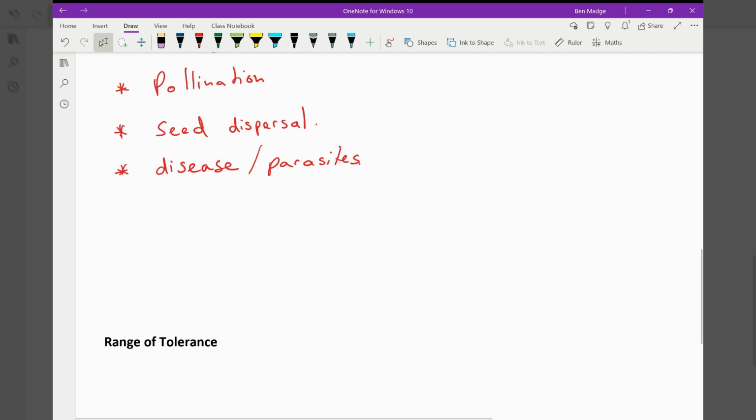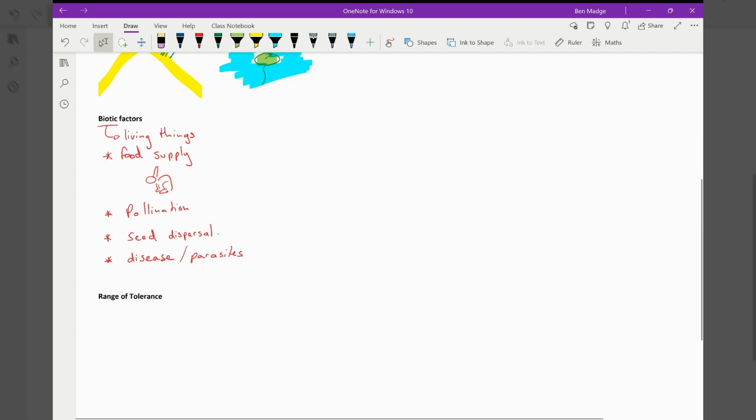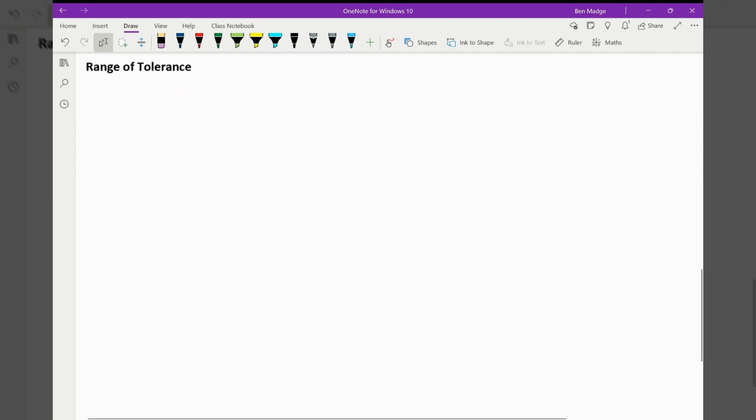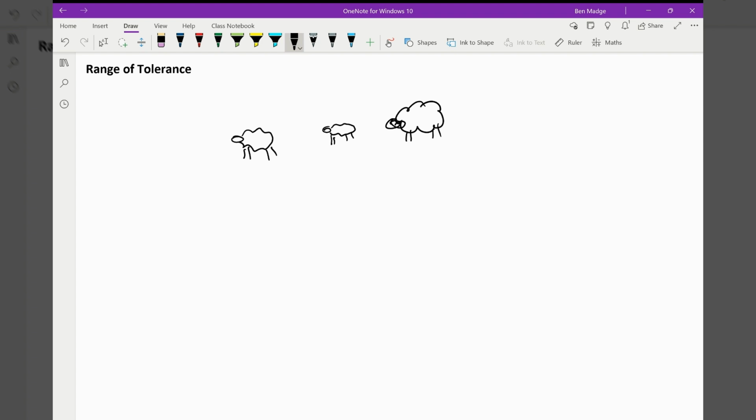So now that we've looked at the factors that affect distribution, so biotic and abiotic factors, we need to look at something called the range of tolerance. So all organisms are adapted to a specific set of abiotic and biotic factors. So let's say I have some sheep, or wild sheep, shall we say, and some of them are really woolly and some of them are less woolly. Okay, so there's a genetic diversity within my population, and organisms that are poorly adapted will die out.